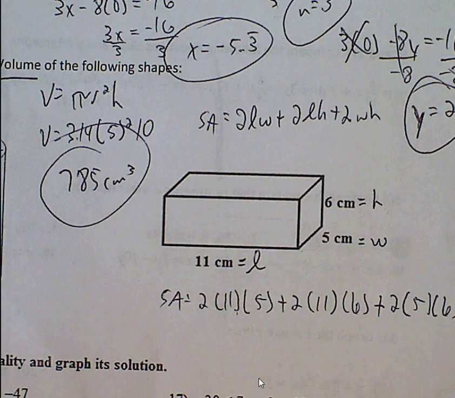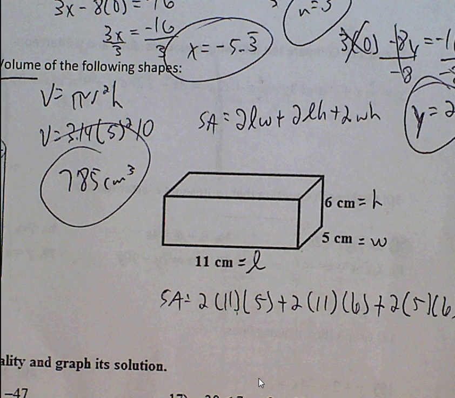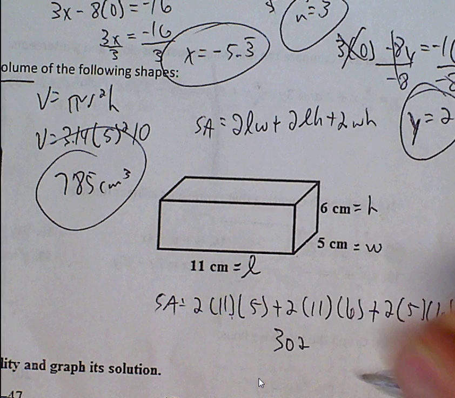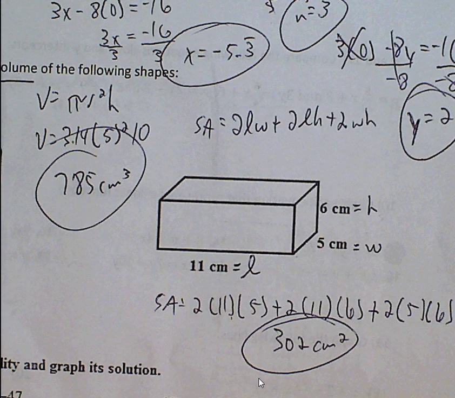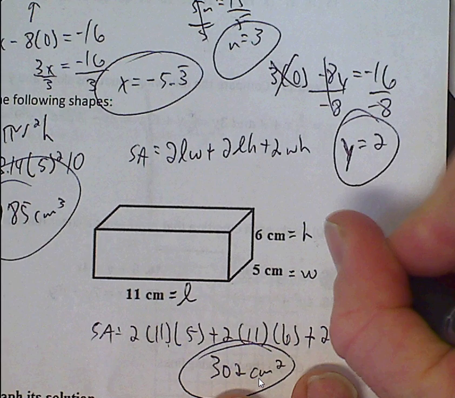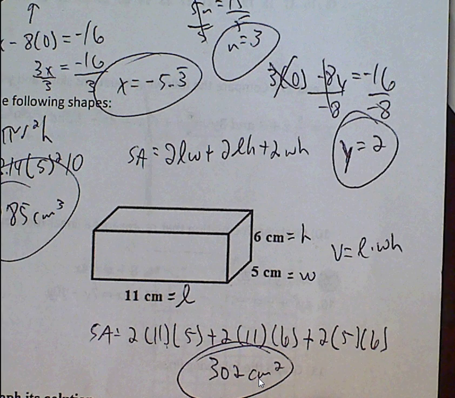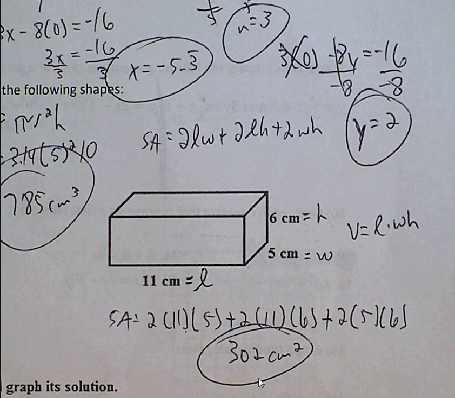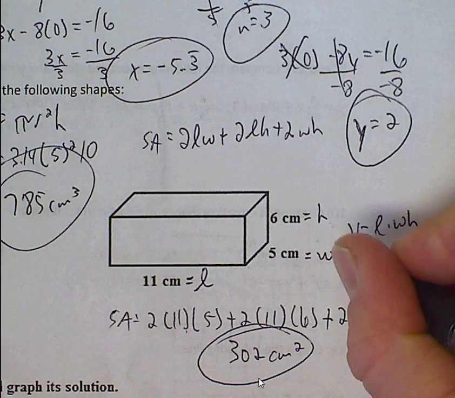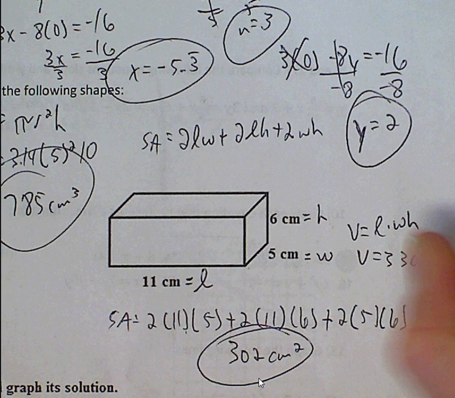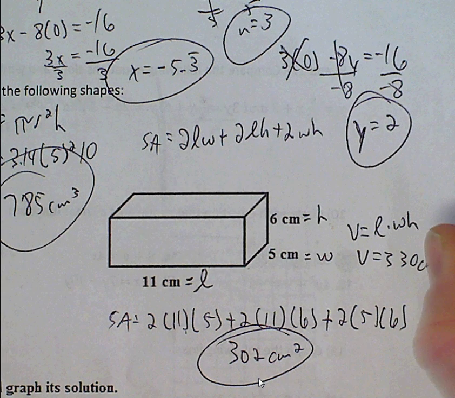2 times 11 times 5 plus 2 times 11 times 6 plus 2 times 5 times 6 gives me 302 centimeters squared for my surface area. My volume of a rectangular prism is length times width times height. So I just multiply everything, which I see: 6 times 5 times 11 gives me 330. So my volume would be 330 centimeters cubed.